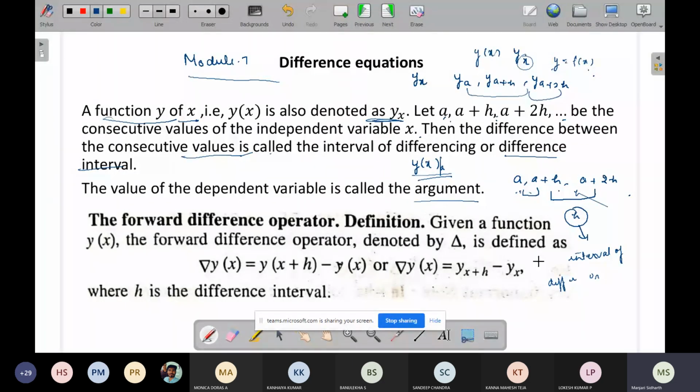Okay. Now you can see that these are the discrete values of x, right? If y is a function of x and x is defined on some interval like 0, 1, that means we are talking about a continuous function. Now here the x value is discrete, a plus h, a plus 2h, with the differencing interval h. That means the y function is defined on the discrete values of x, not for the continuous, and y is not a continuous function. Okay. So next is the forward difference operator.